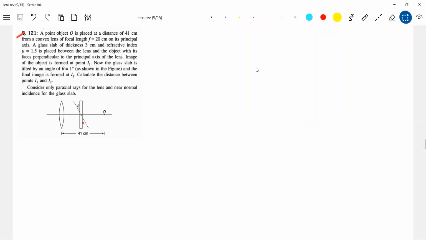I'm bringing the slab. Till now we've seen the slab position, we didn't tilt it. So one problem I just picked up where I can tilt the slab. I'll get into the question now. So first, consider only paraxial rays for the lens and near normal incidence for the glass slab. The last condition is very important.